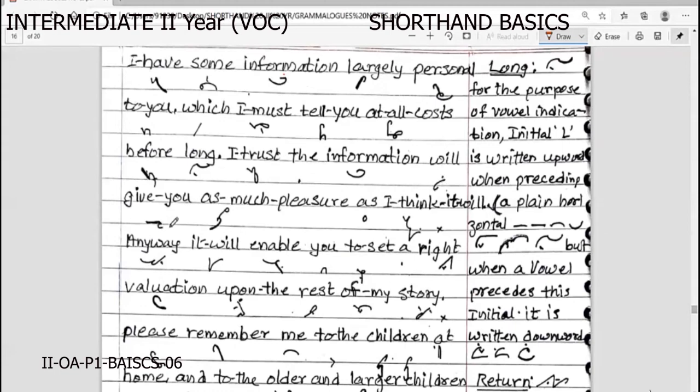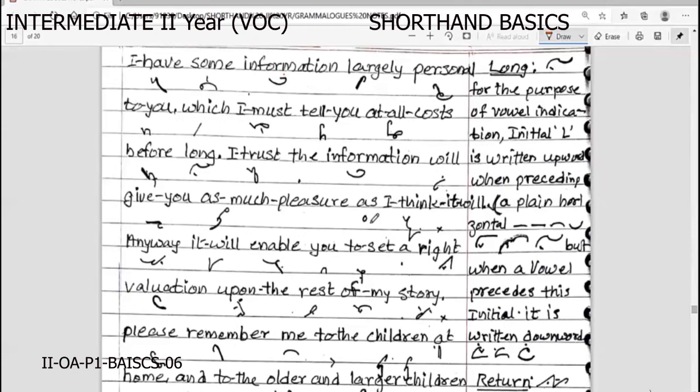So small loop to L and E vowel, W to E plus L will give "well", on the line, and you join "give you". "As much pleasure, as much": so this is your "as", this is your "much", and this is your "pleasure". As much pleasure. Pleasure is J-R. Okay.